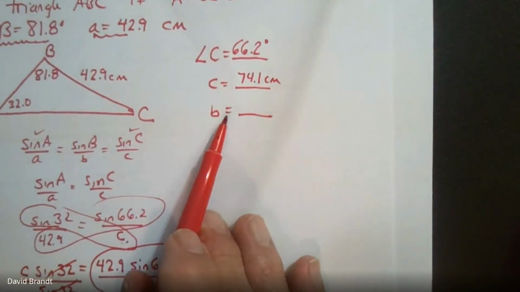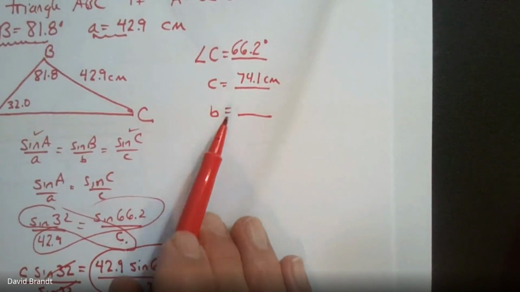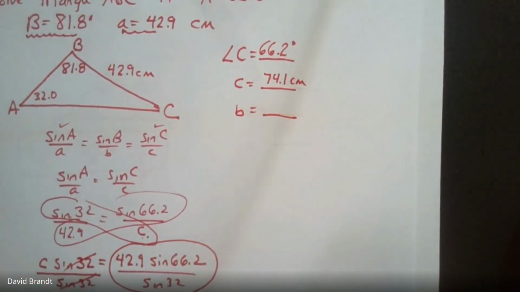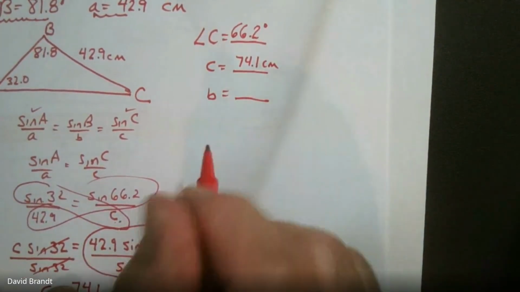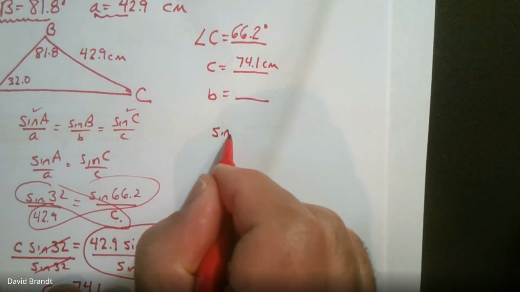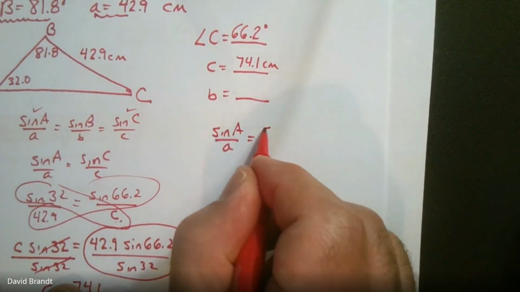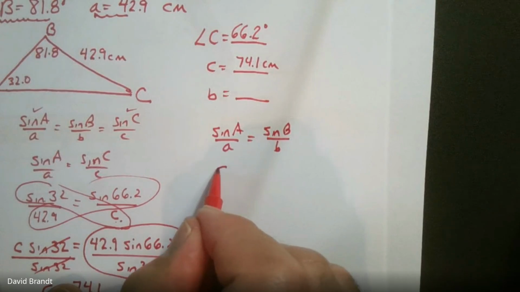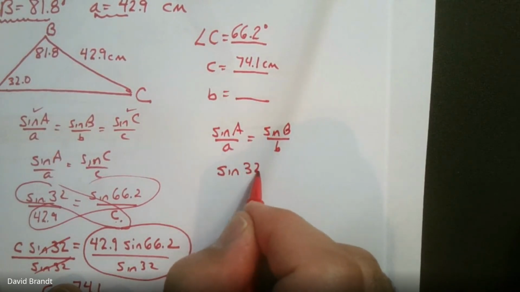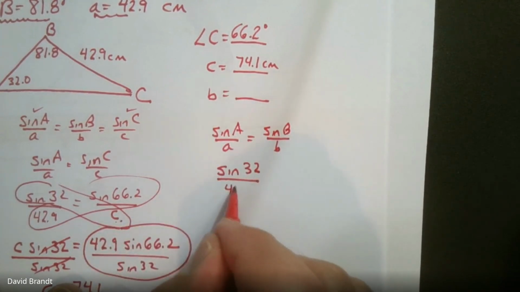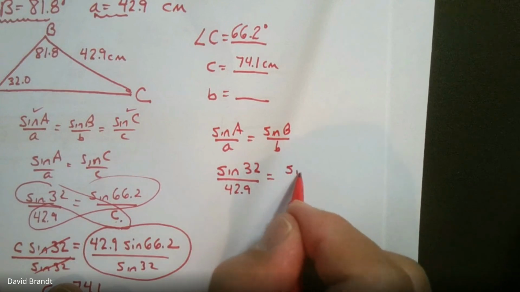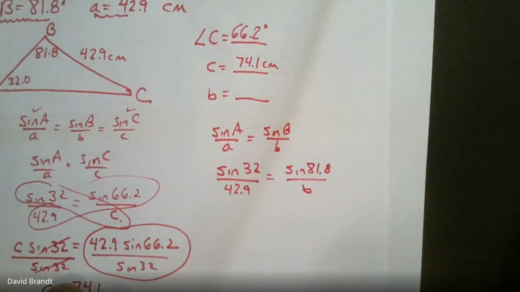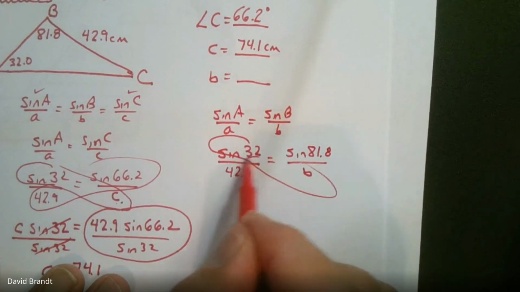Now, one thing left is to solve for side B. You cannot use the Pythagorean theorem. This is not a right triangle, so a squared plus b squared is not allowed. But we can use the law of sines again. So I'm going to write down sine of A over A, but this time I'm going to use the B's, sine of B over B. So let's plug everything in. Angle A is 32 again. Side A is 42.9. Angle B, I'm going to put that right here, that's 81.8, over side B. Again, we're going to cross multiply just like we did before.